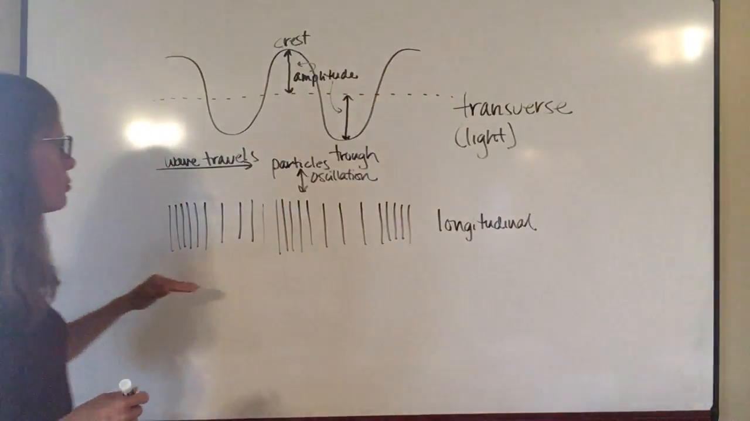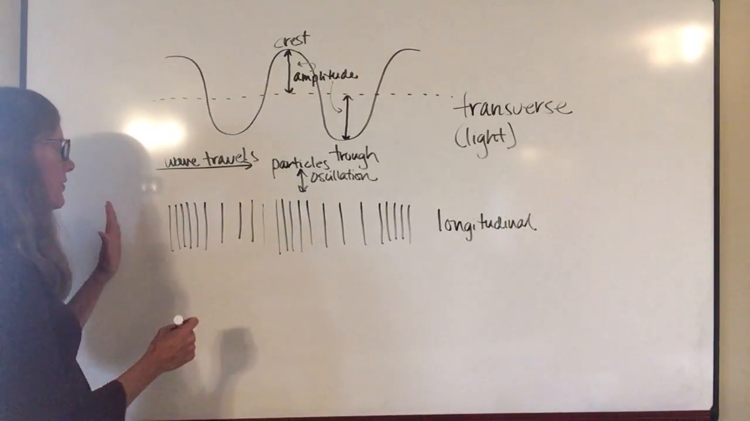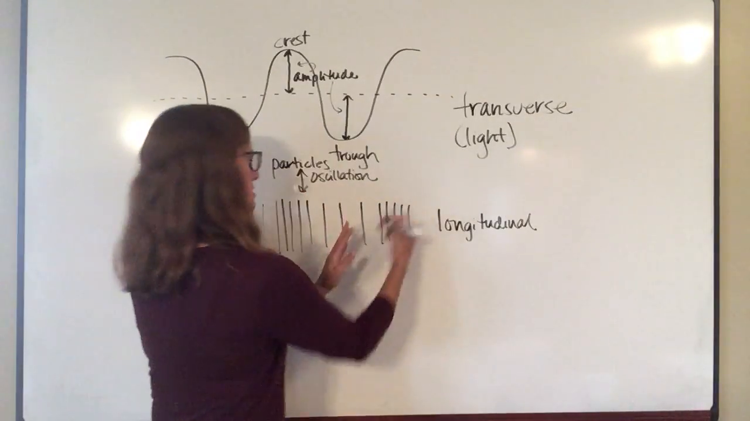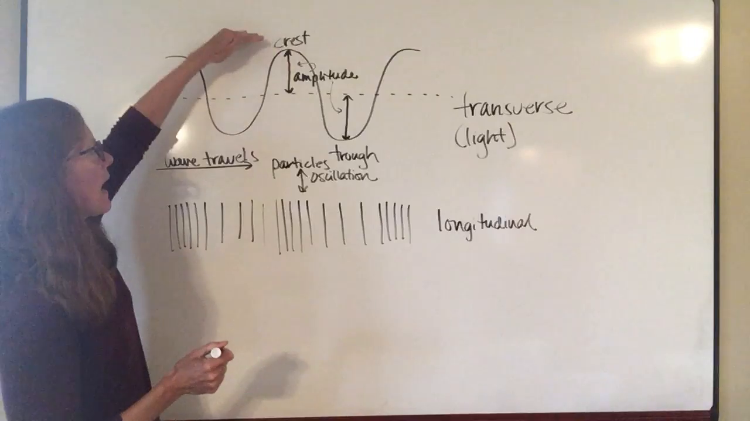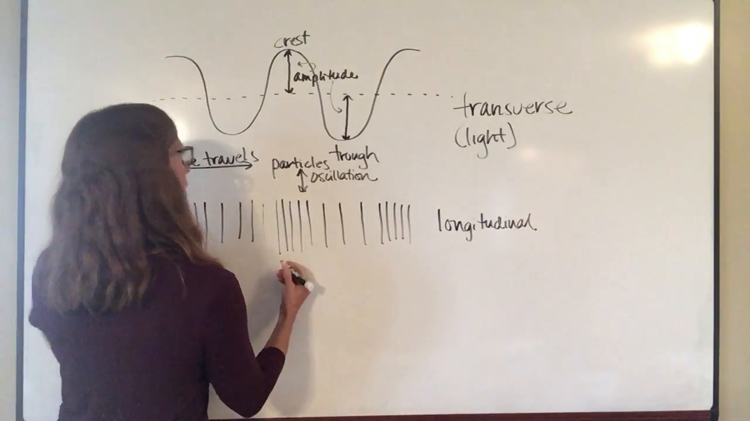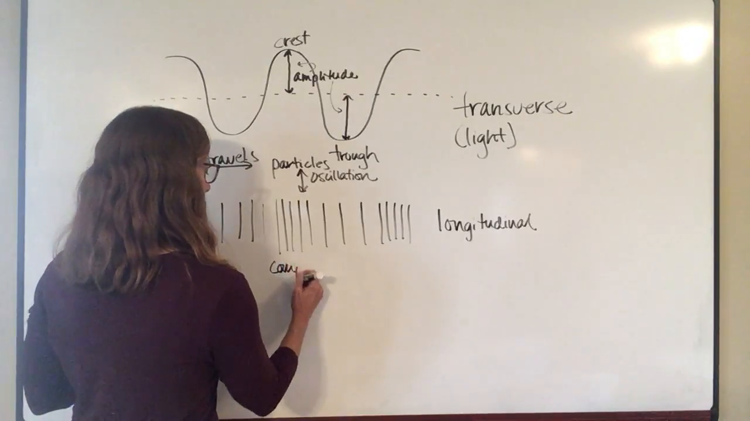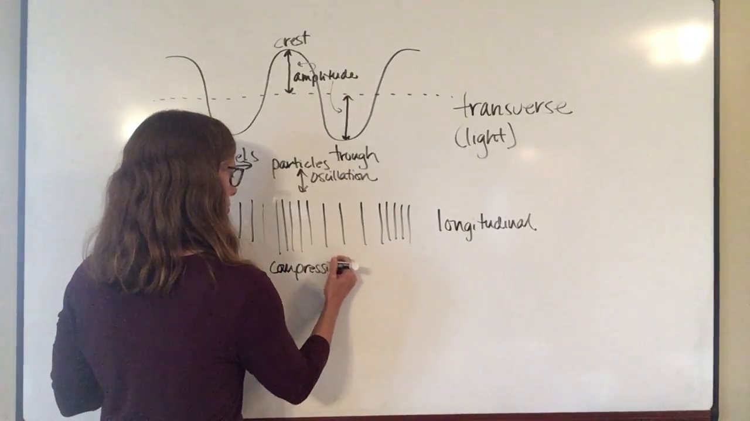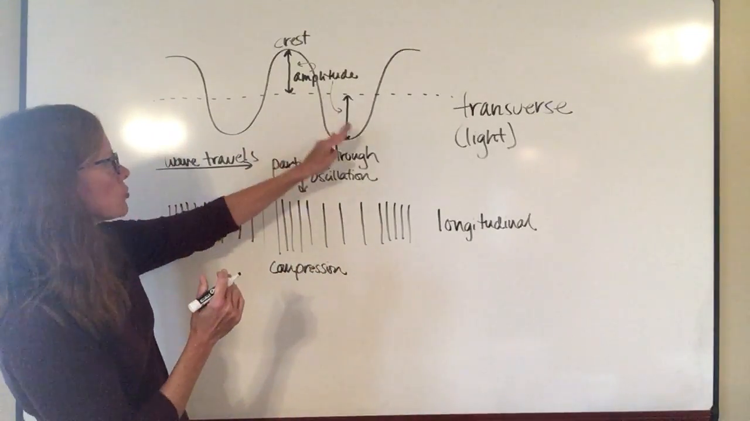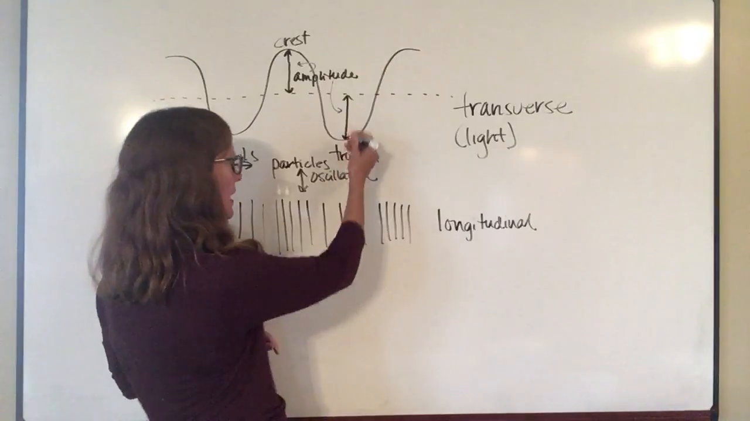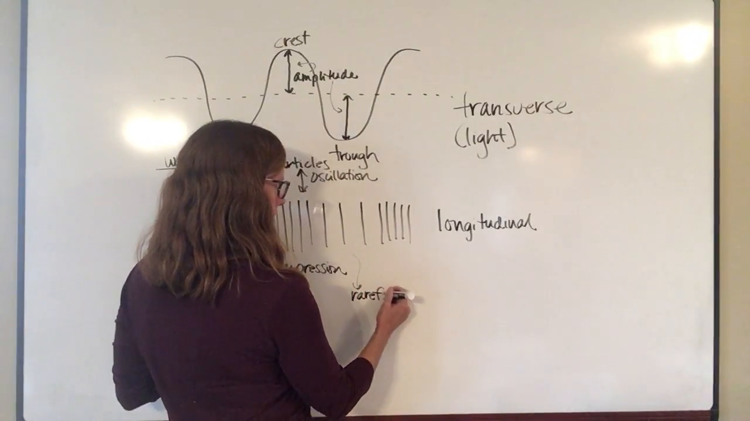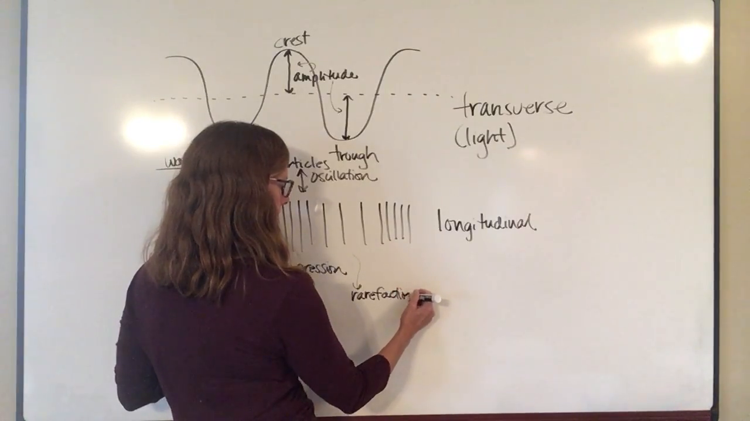In a longitudinal wave, the material bunches up and then it spreads out, and then it bunches up and then it spreads out. So while we had a crest in a transverse wave, in a longitudinal wave, a crest is instead referred to as a compression, because the pieces of the slinky would be close together. The trough in a transverse wave is analogous to a rarefaction in a longitudinal wave.